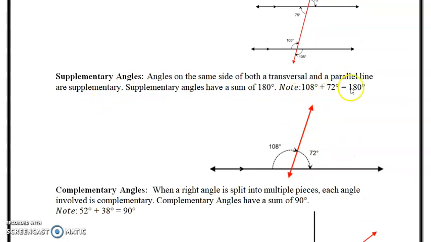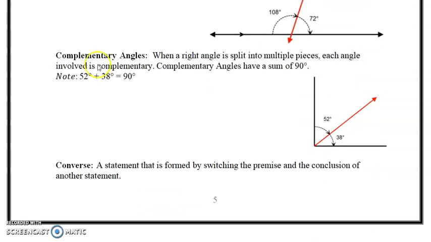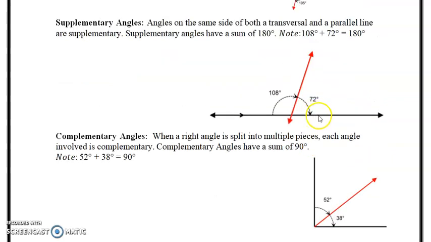Supplementary angles are two angles that add up to 180. You've probably heard that before. And complementary angles are angles that add up to 90. And a converse statement is a statement that is formed by switching the premise and the conclusion. And we'll see those when we get there. I'll talk more about that. Okay?